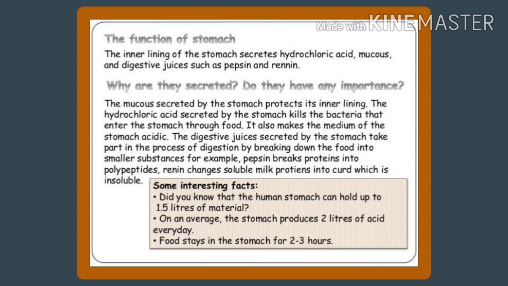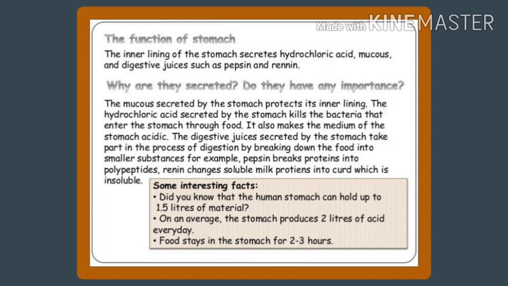And then it also releases pepsin and it releases renin. Pepsin, after being activated by the hydrochloric acid, what does it do? It digests the proteins in your food. And renin changes soluble milk proteins into curd.